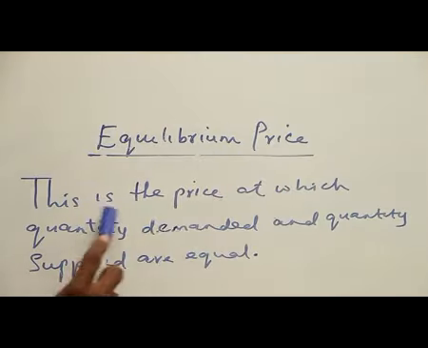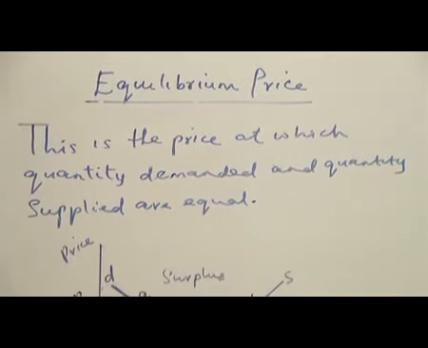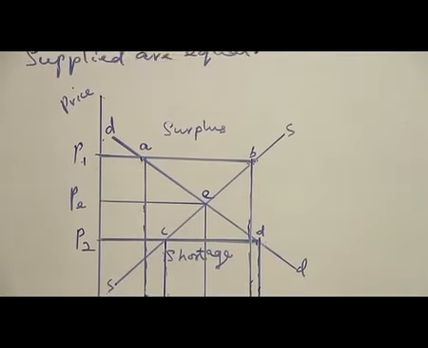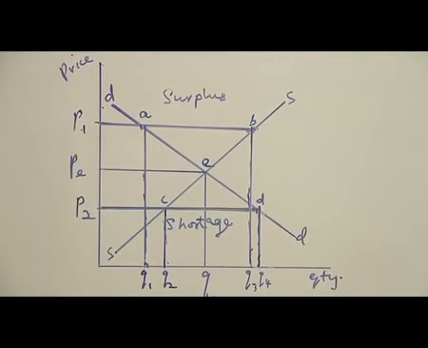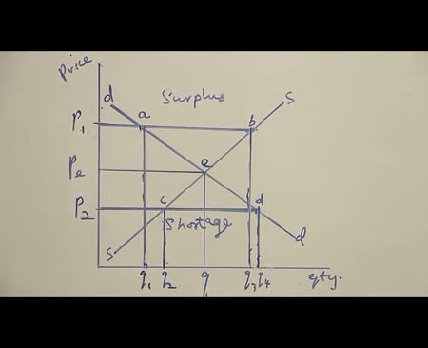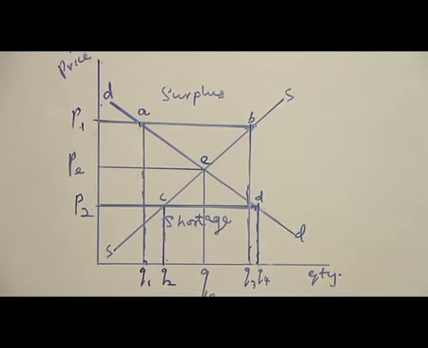Equilibrium price. This is the price at which quantity demanded and quantity supplied are equal. So when we are talking about equilibrium price in supply and demand interaction, we are looking at the points where quantity demanded and quantity supplied are equal. And what do I mean by this? That quantity demanded by consumers and quantity supplied by producers are equal at a particular price.